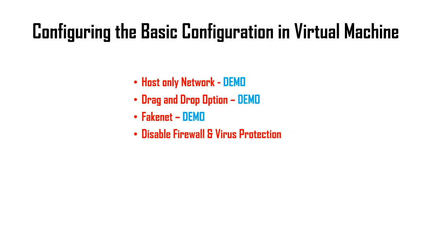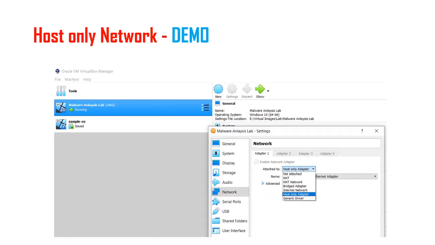So that is the third tool, the third very basic configuration we are going to see as a demo. And finally, the fourth one is that we have to disable the firewall and virus protection in my virtual machine. I think there is no need for a demonstration for this, because you already know how to disable the firewall in a system and how to enable and disable the virus protection in your system, right?